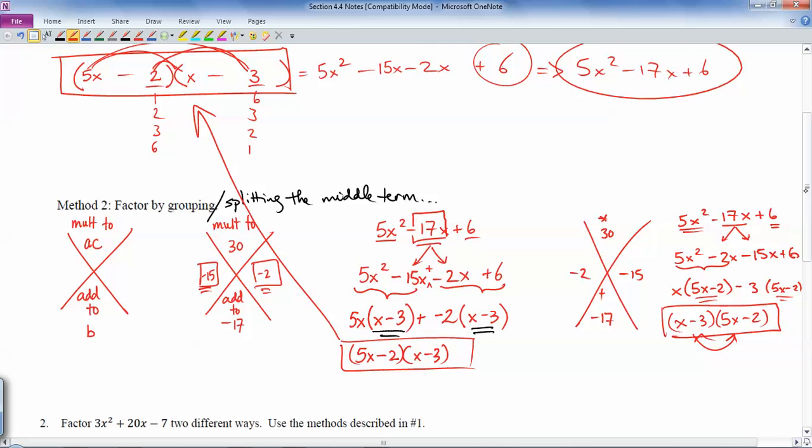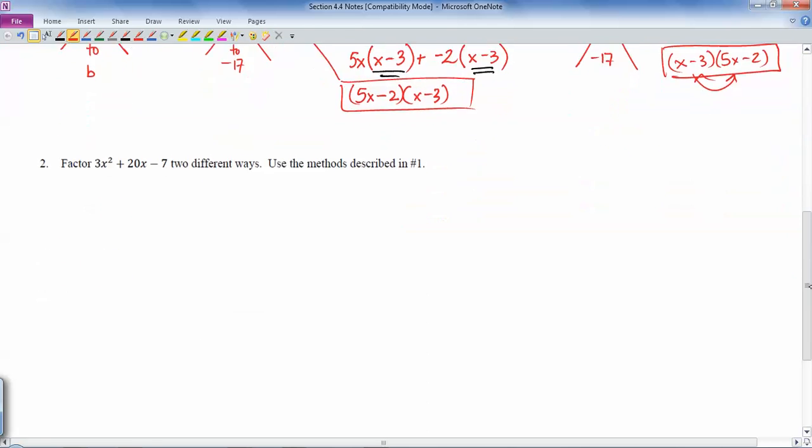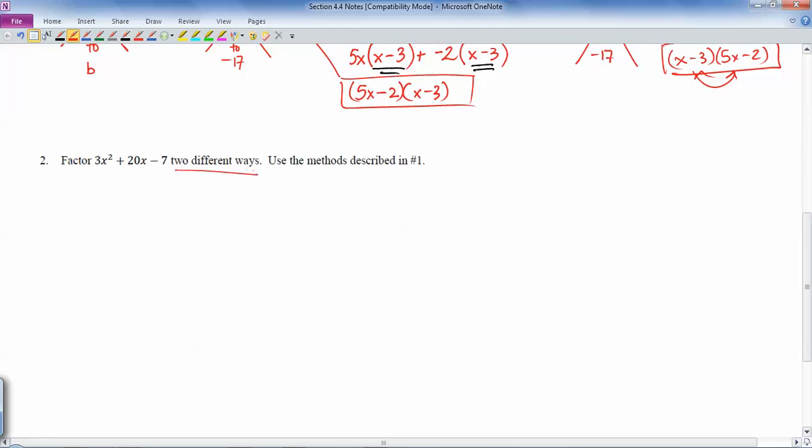Okay, so now let's take a look at number 2. And I know it says do it 2 different ways. I'm just going to say do it by splitting the middle.